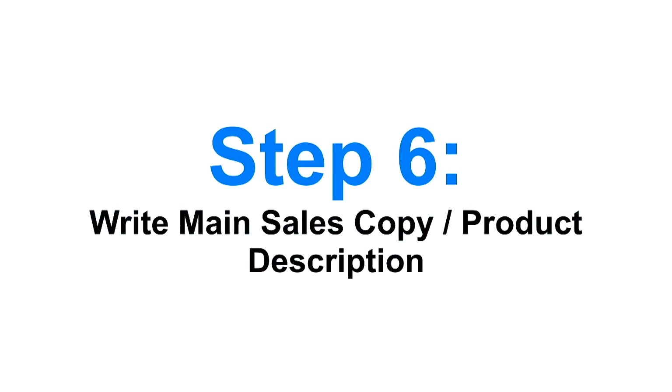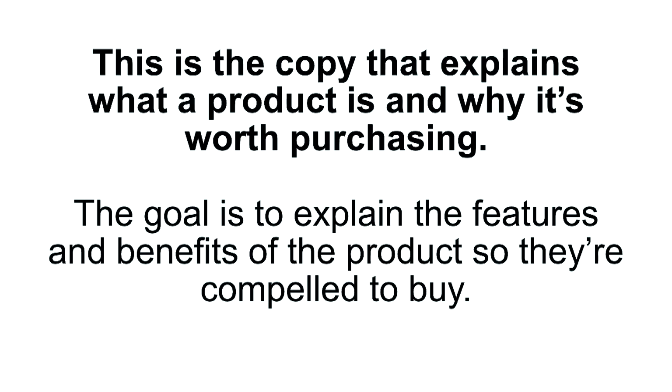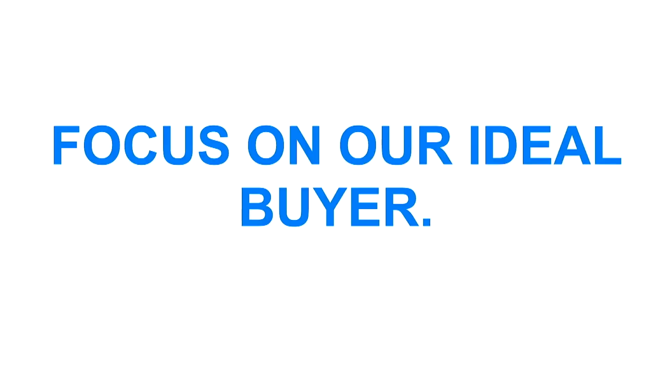But now let's go in and look at the other elements on your product offer page that are going to help you convert more visitors into customers. Step 6, we want to write our main sales copy, also known as our product description. So, this is the copy that explains what the product is and why it's worth purchasing. The goal is to explain the features and benefits of the product so that the user is compelled to buy.